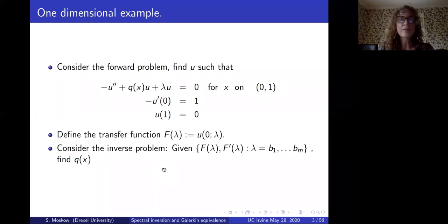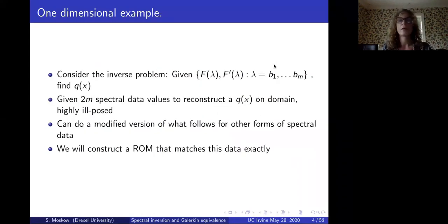And for the purposes of this talk, let's consider the following inverse problem. Given f of lambda and f prime of lambda, prime being in the lambda domain, at a set of points B1 through B sub m, can we use this data to reconstruct Q? So again, consider the inverse problem of being given f and f prime of lambda for m spectral points and use that to determine Q. Well, this means that we'd be given 2m spectral data values to reconstruct Q on a domain.